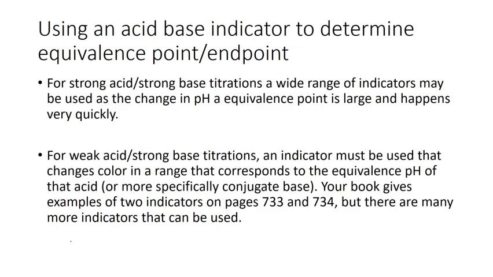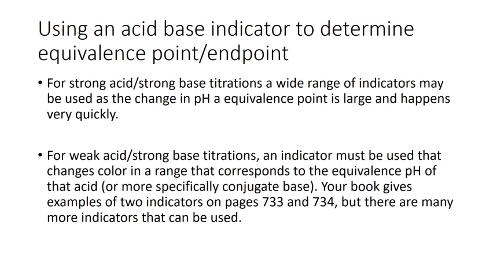So, as I said, the other way besides using a pH probe that you might be figuring out equivalence points is using an acid-base indicator. For strong acid-base titrations, this isn't as much of a worry because there's a wide range of indicators that can be used, as the change in pH at equivalence point is so large and happens so quickly. We don't have to be as picky about the indicator we use. However, for a weak acid, strong base titration, we have to be a little more careful about the indicator we use because they change color at different pHs.